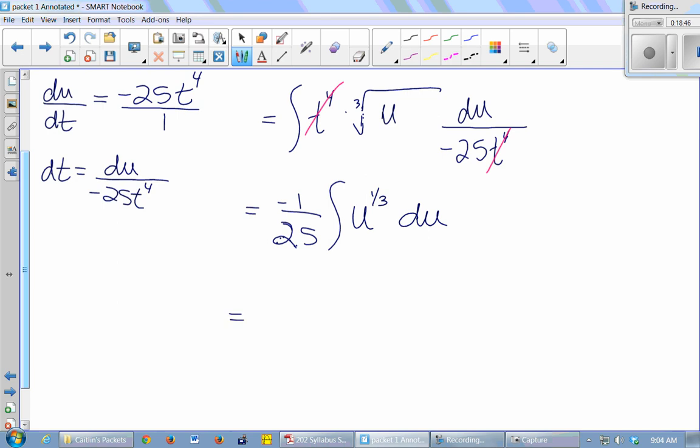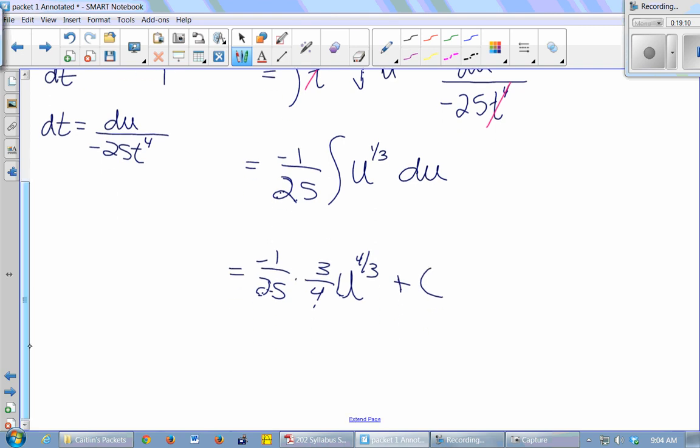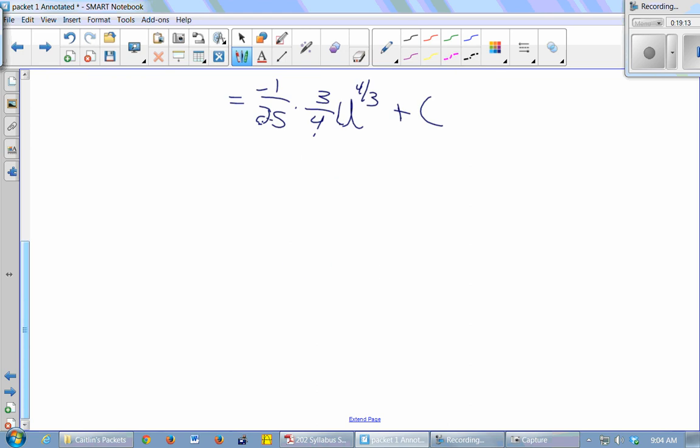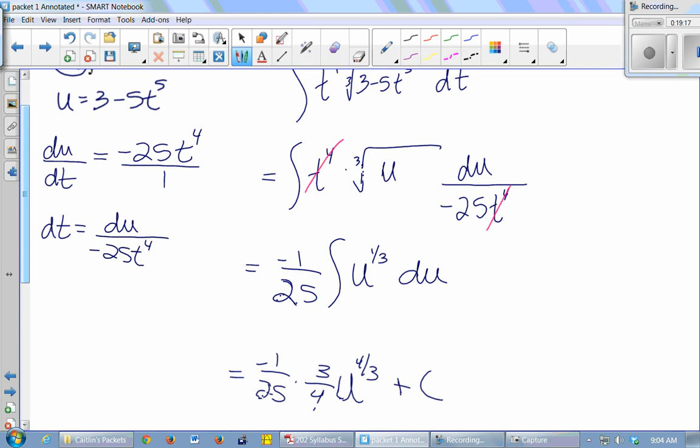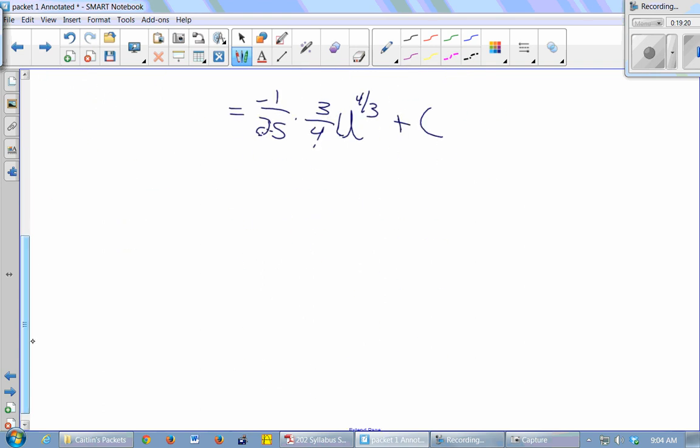Okay, so now the antiderivative of u to the 1/3 is a much simpler problem than what we started with. Add 1 to the exponent, so 3/3 plus 1/3 is 4/3. And then divide by 4/3, which is the same as multiplying by 3/4, plus c. And then I'm going to simplify by multiplying the two fractions. And then my last step is to replace the u with 3 minus 5t to the 5th.